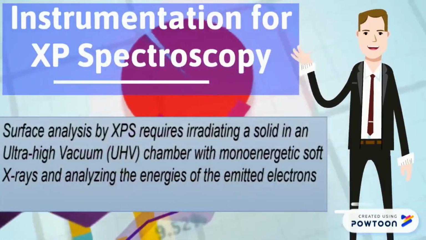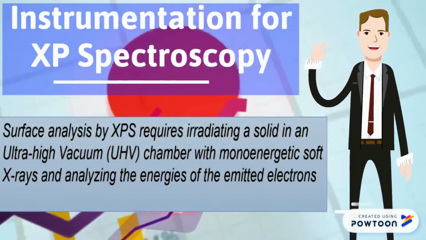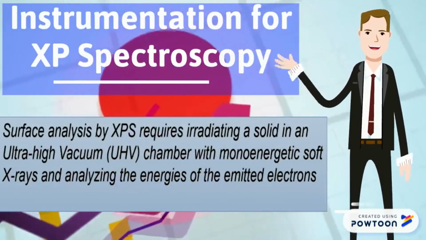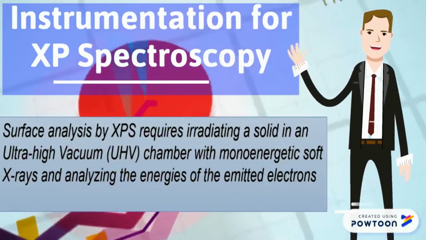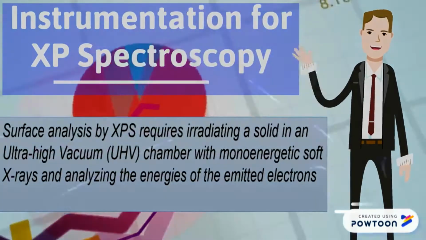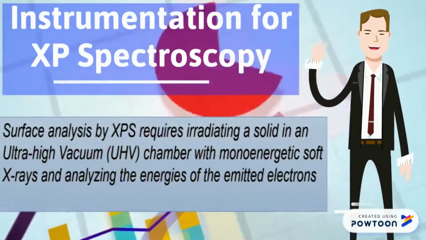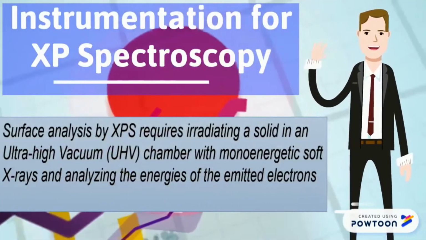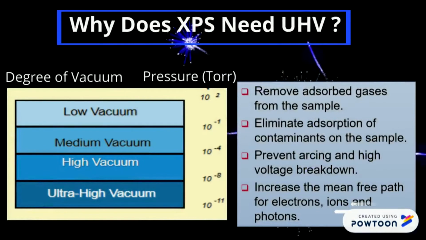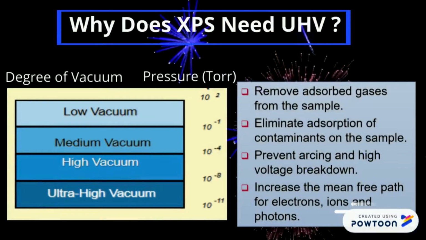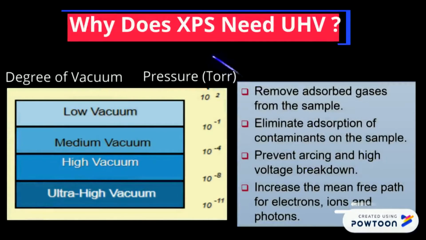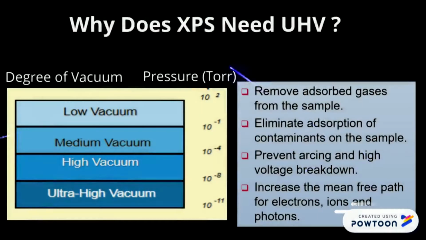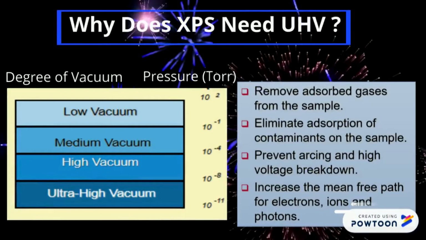Instrumentation for XP spectroscopy. Surface analysis by XP spectroscopy requires irradiating a solid in an ultra-high vacuum (UHV) chamber with monoenergetic soft X-rays and analyzing the energies of the emitted electrons. XP spectroscopy needs UHV to remove adsorbed gases from the sample, to eliminate adsorption of contaminants on the sample, to prevent arcing and high voltage breakdown, and to increase the mean free path for electrons, ions, and photons.